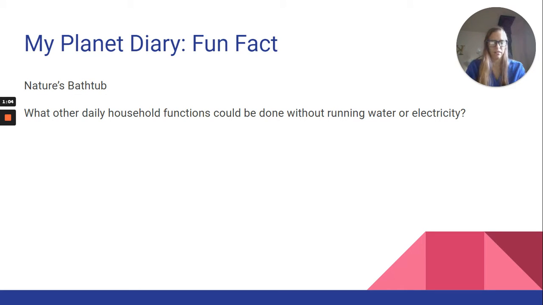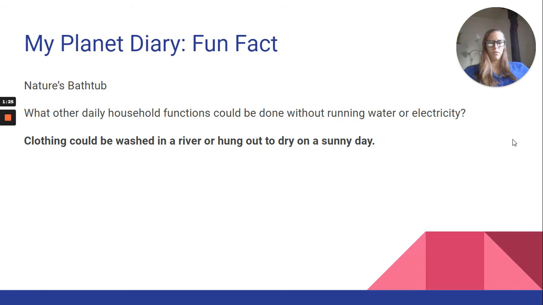So some that I thought of, you can wash clothing in a river, or I suppose if a puddle was big enough, you could do that too. Or you can hang laundry outside to dry. So instead of using the dryer, that would be an example of not using electricity.